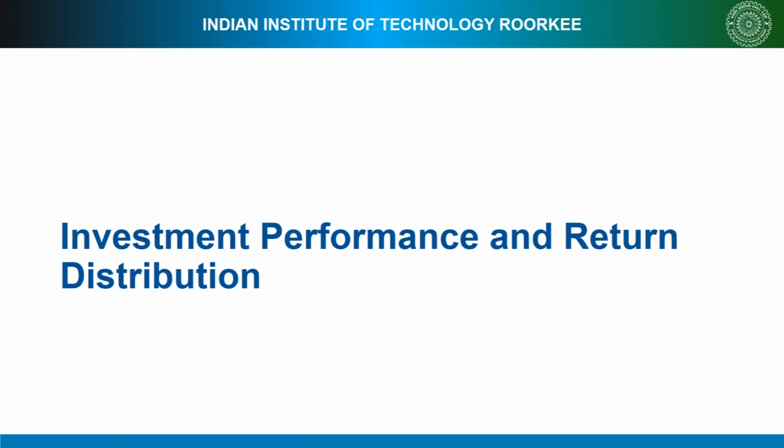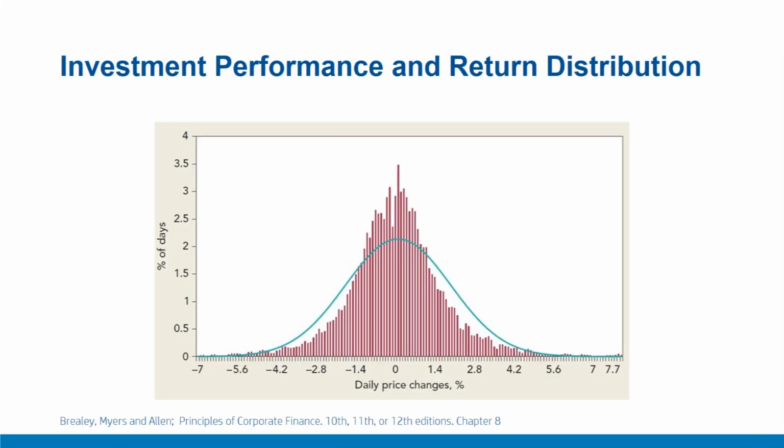Investment performance and return distribution. We discuss why normal distribution is important in modeling security returns. We also discuss the investment performance of securities. If we plot the histogram of daily returns, it appears similar to the one shown here. One can also superimpose a bell-shaped normal distribution on these returns. It appears as if the historical returns conform fairly closely to a normal distribution.